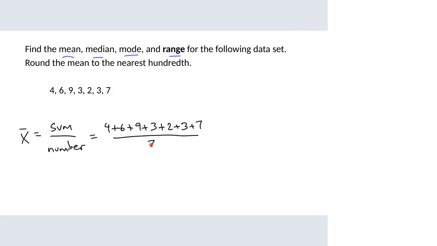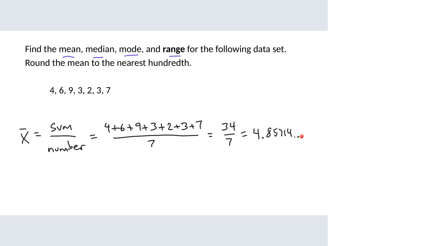Probably pretty familiar for you, but just in case you hadn't seen it, I'm going to go ahead and be explicit. 4 plus 6 plus 9 plus 3 plus 2 plus 3 plus 7. Looks like 34 divided by 7. We'll go ahead and divide that. And I get 4.85714.